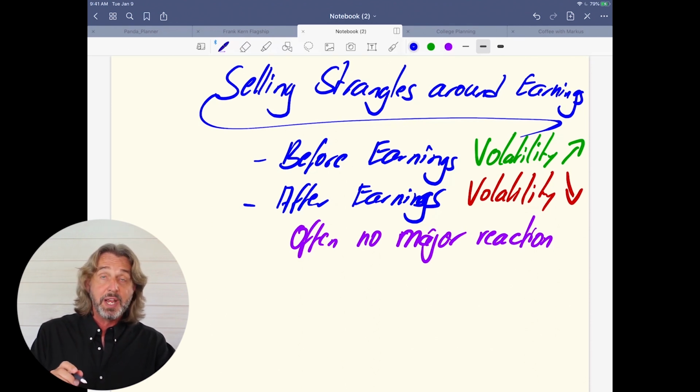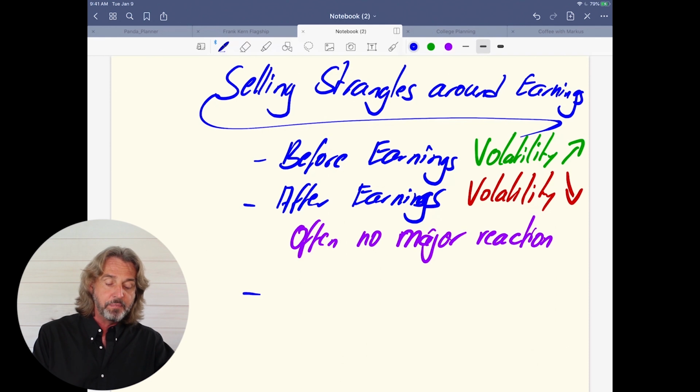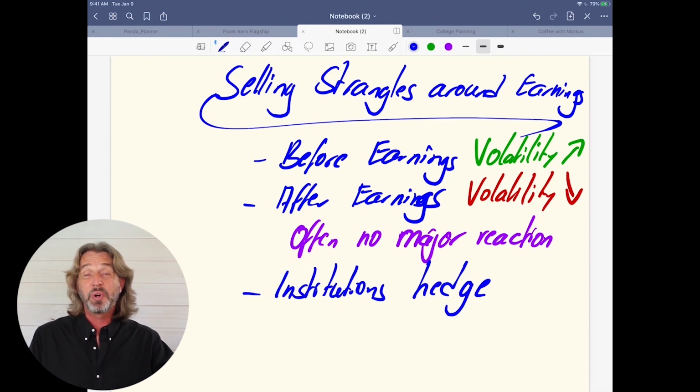And this is where I thought, okay, who is actually buying options right before earnings? Well, this would be often institutions who want to hedge, who want to make sure that they are not getting caught on the wrong side of earnings.